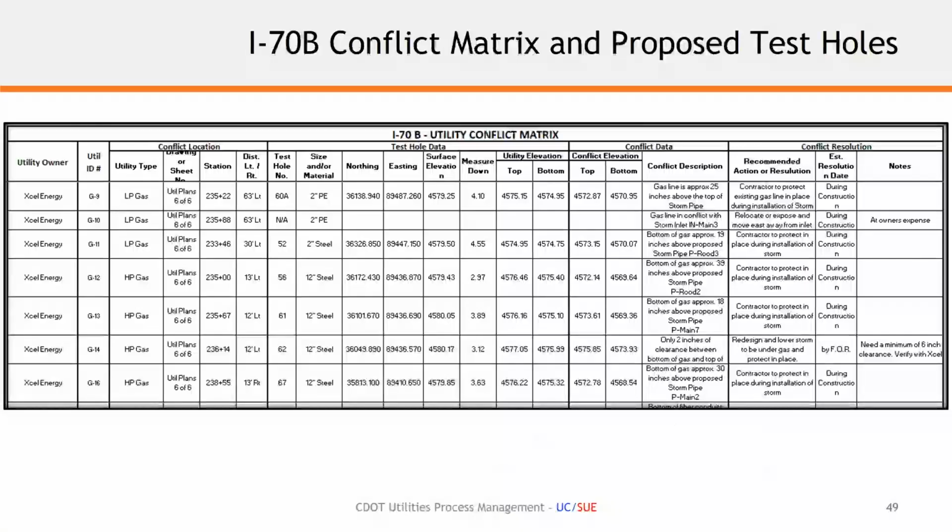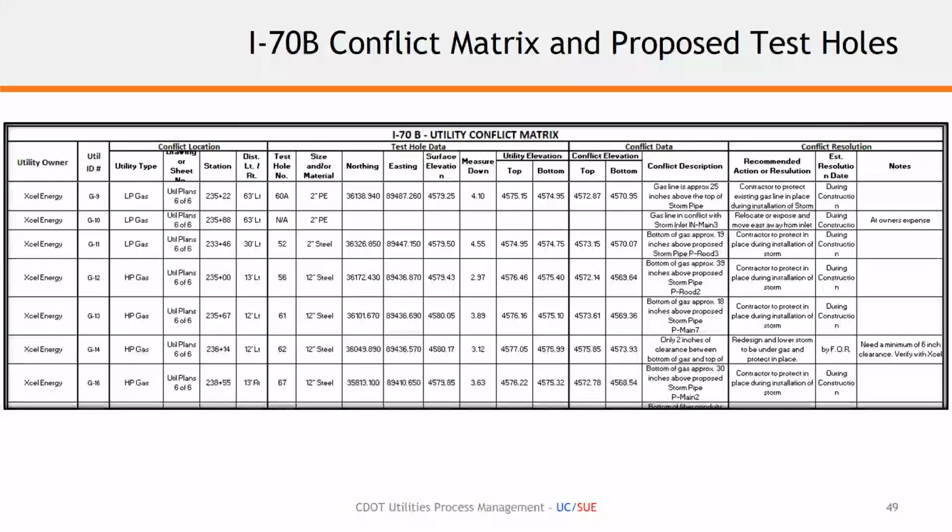And then again, as we move from the test hole information, the SUE company gathering that field verified data, it's then brought into this utility conflict matrix. This is an example of that project. And then as you recall, some of the call outs on the previous slide, like G3 or G9 or G10, or G11, and maybe even more particular G12, has some really good information about it.